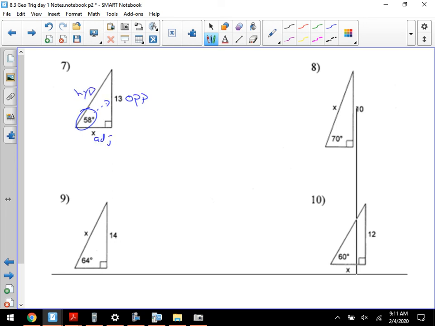Did you use tangent for number 7? That's a good sign. So you had tangent of 58 was 13. Switch them around. So 13 over the tangent of 58. See if I did this correctly. I'm getting 8.12.